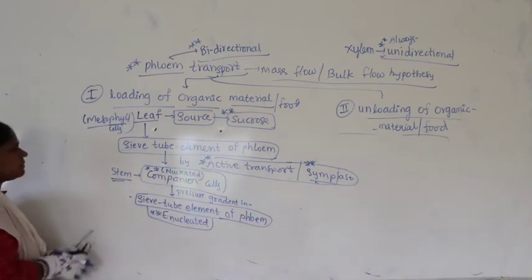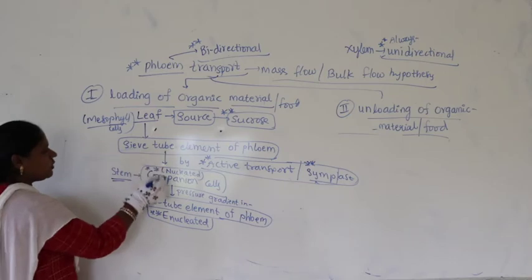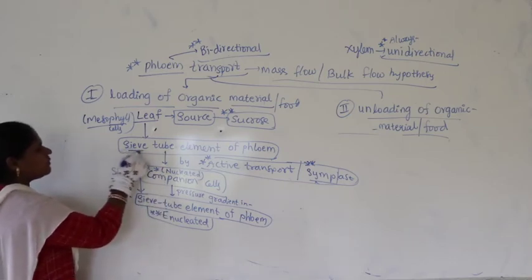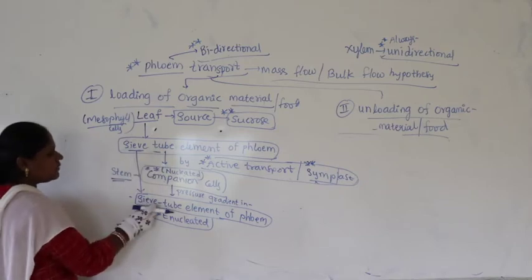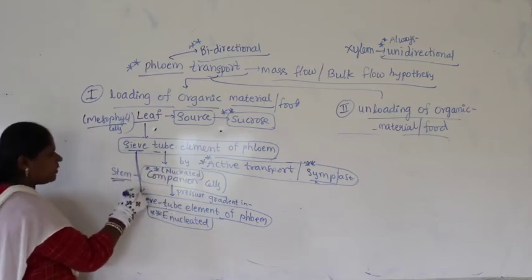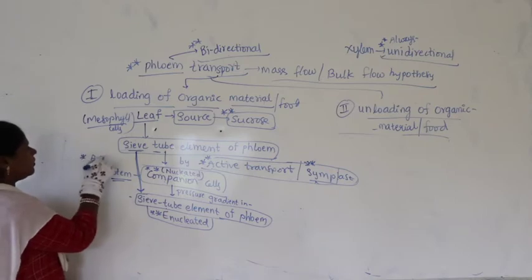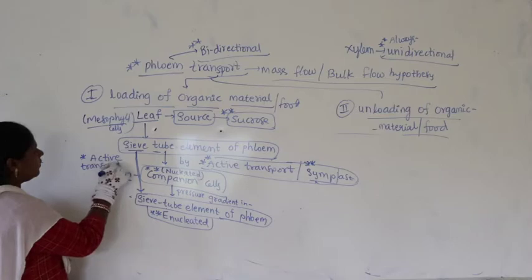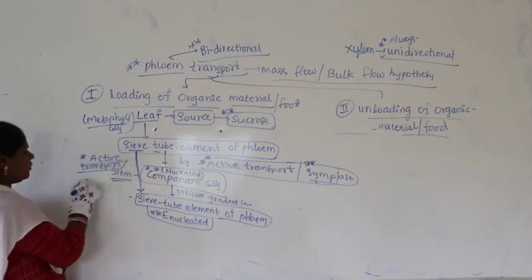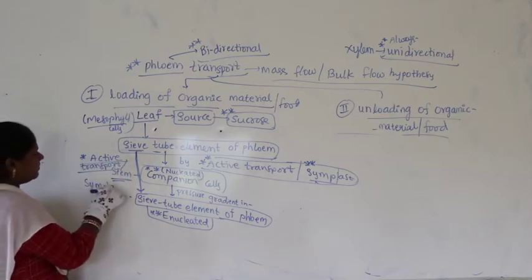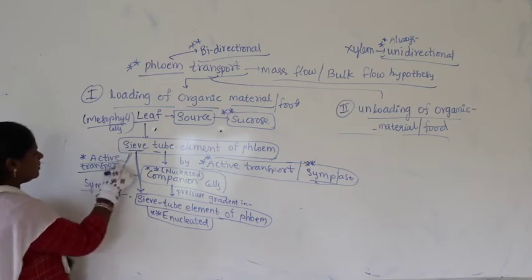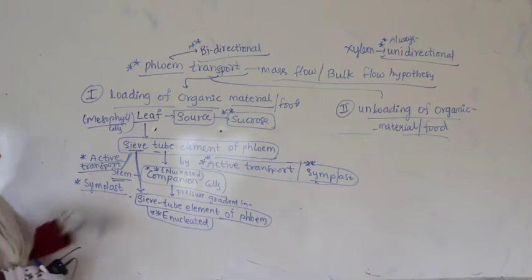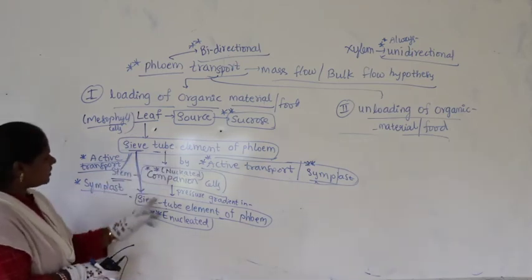Sometimes they will ask the question from here to companion cell or sieve tube, but directly the question may come from the sieve tube element of the leaf to the sieve tube element of the stem. At that time also you have to write that the answer is active transport only. You have to remember and write active transport, or it is itself called symplast. Okay. So when we take the sieve tube element of the phloem, it enters into the sieve tube element of the stem here.